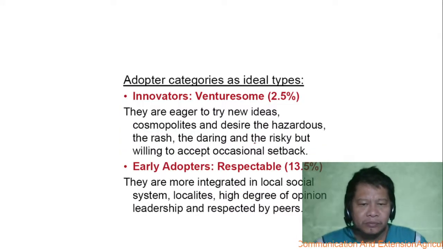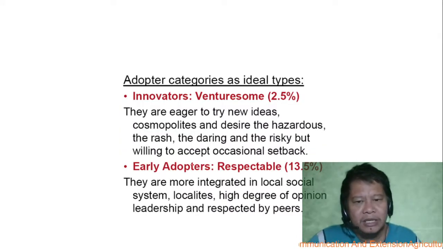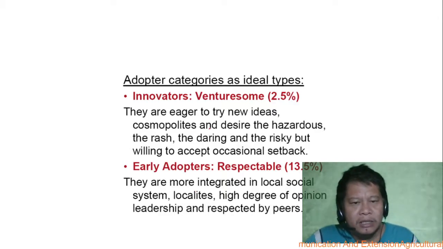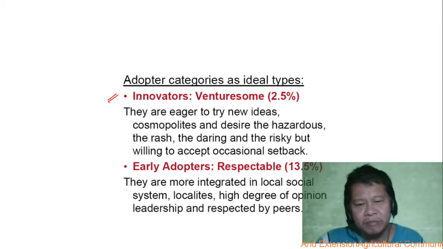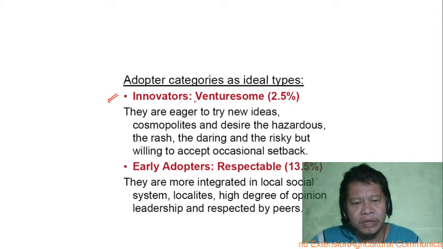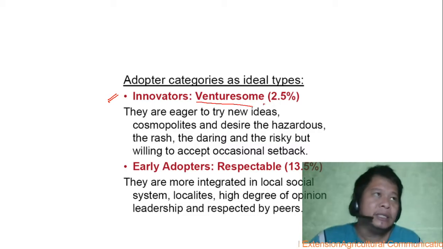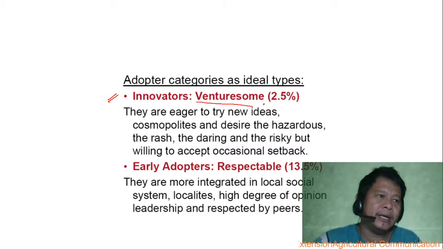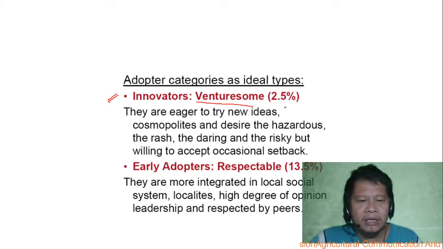Okay. So, these are the adopter categories based on innovativeness. Adopter categories as ideal types. So, first, we have the innovators. Types of adopters. Innovators, they are venturesome. They are curious. They are keen. And they are risk takers. In the social system, they constitute only 2.5%.